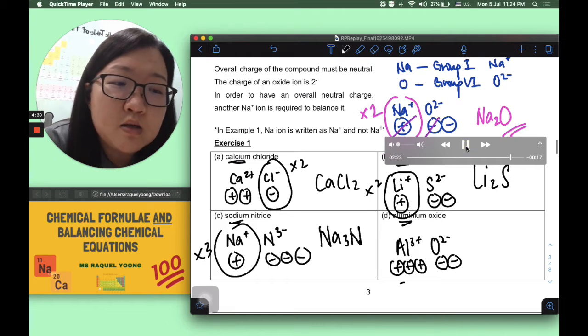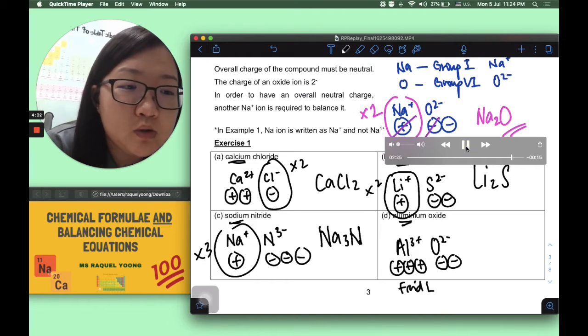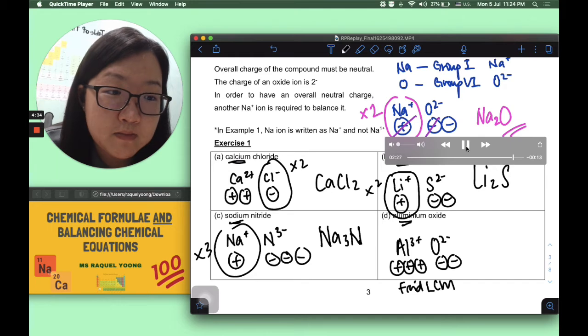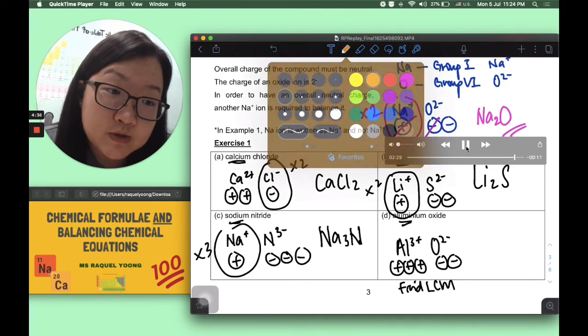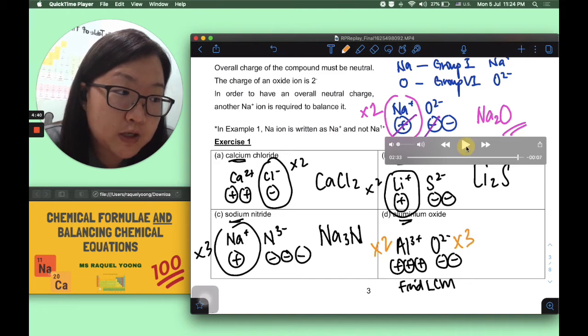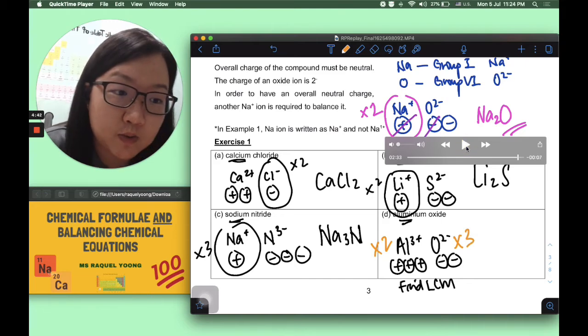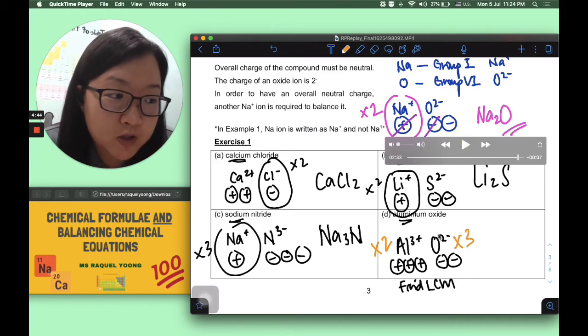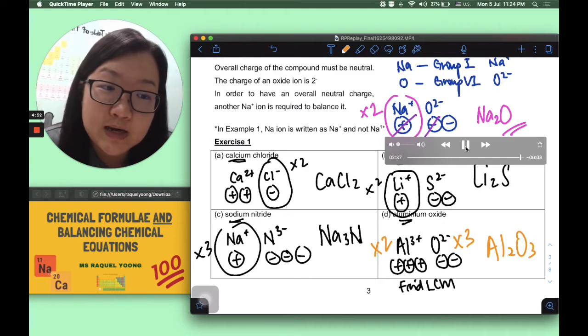is to find the lowest common multiple, or in short LCM, of 2 and 3, which is 6, right? So for your cation, in order to get to 6 from 3, you need to multiply by 2. And for your oxide, you need to multiply by 3. So that gives you Al2O3 for aluminum oxide.